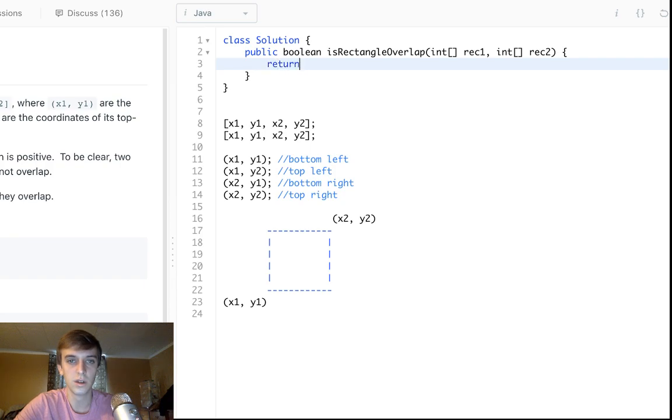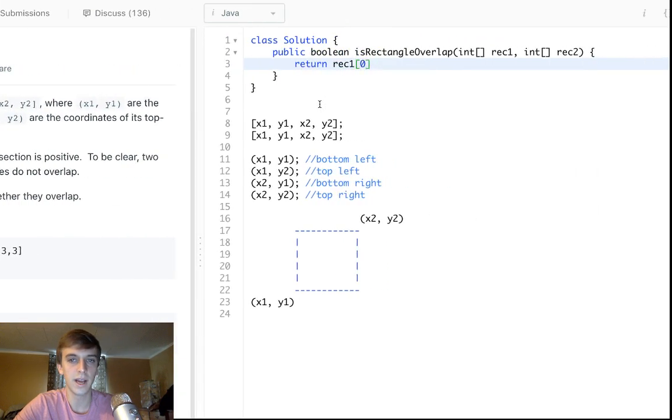So it's return rec 1 of 0. So the starting x value of the first rectangle is going to be less than the ending x value of the second rectangle, as well as the starting y value, which is going to be less than rec 2 of 3, so the ending y value. I just had to think and make sure I was right about what I was saying, but yeah, I am right.